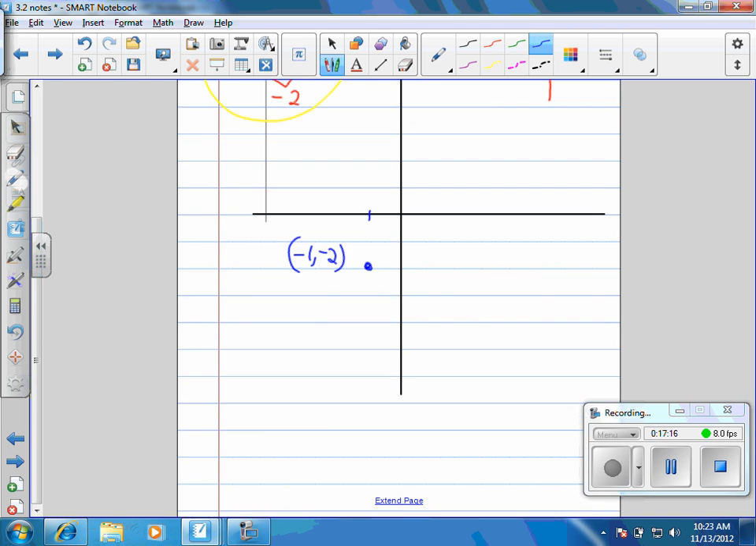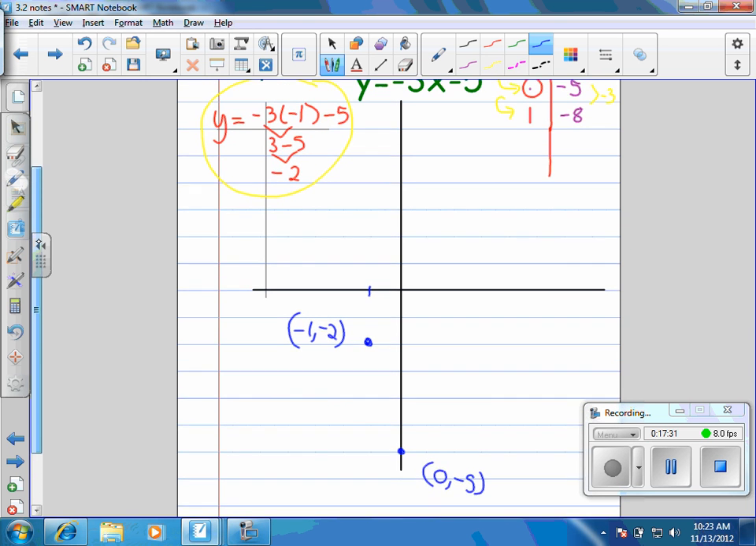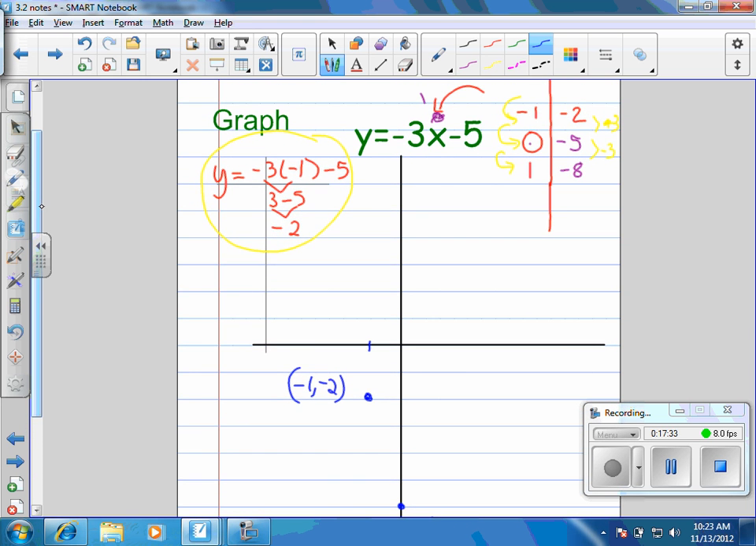So here's the reason I may go back and say, wait a minute, those points aren't working great for me. 0, -5 is not bad. But the next one's not great. I'd rather get a point that's higher up. So I go back to my t-table and say, I'm going to go to -2. Because I want a point that's higher up so I don't have to make my graph go really low. When I plug in -2 here, y equals -3 times -2, what do I get? 6. Take away 5 is 1. So that point ends up being easier for me to plot.